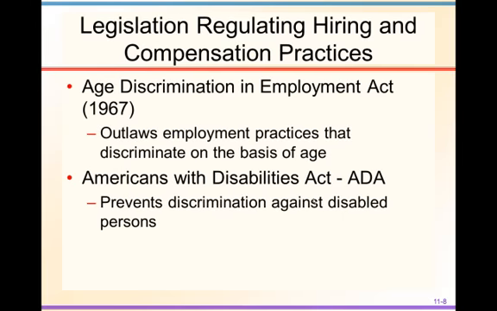Let's talk about the age discrimination as well as the ADA. The Age Discrimination in Employment Act passed in 1967 and amended in 1978 specifically outlaws discrimination against people between the ages of 49 and 69 and also outlaws policies that require employees to retire before the age of 70.